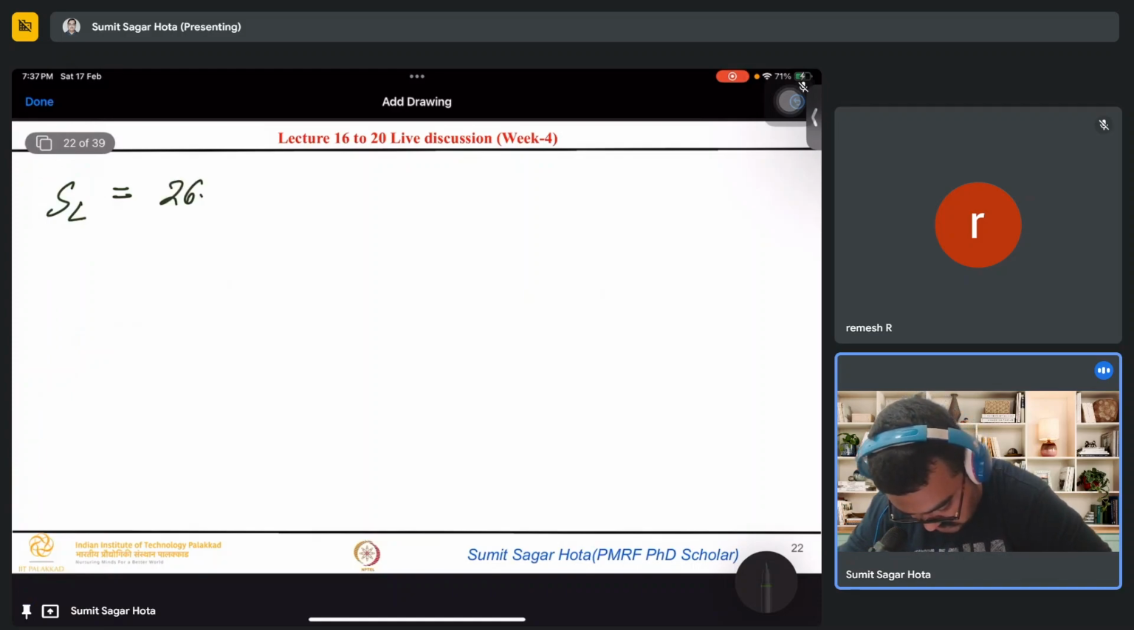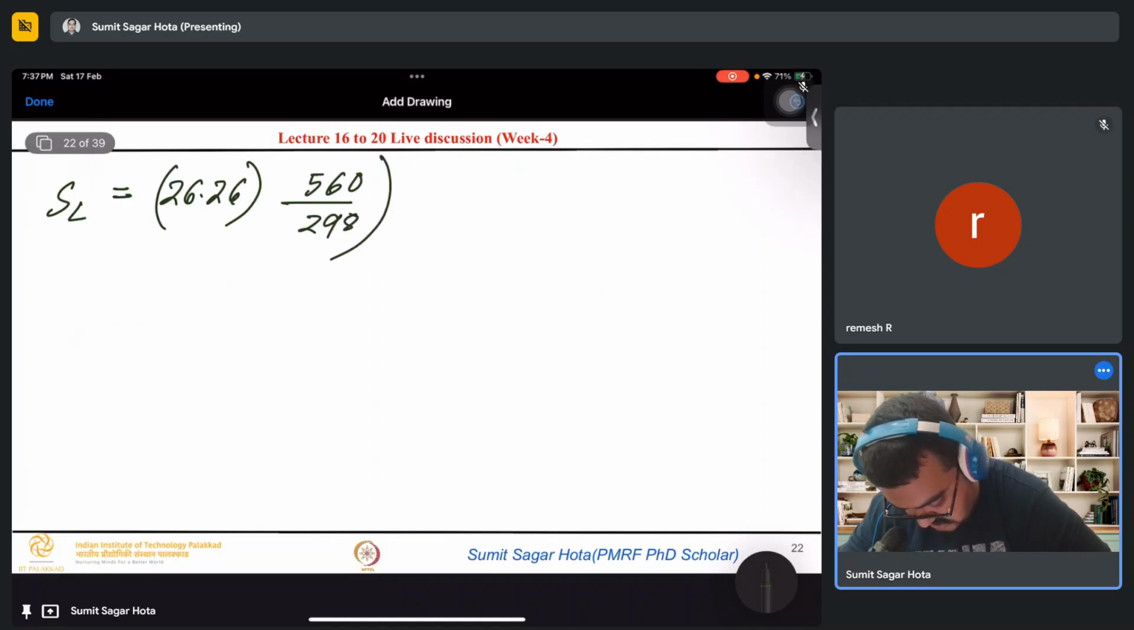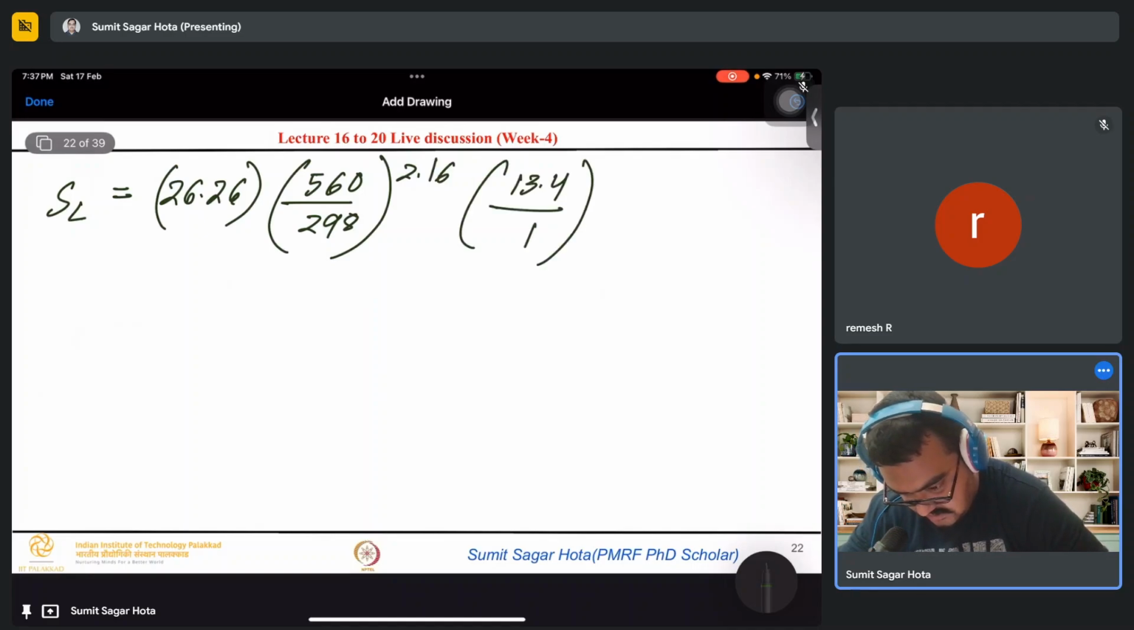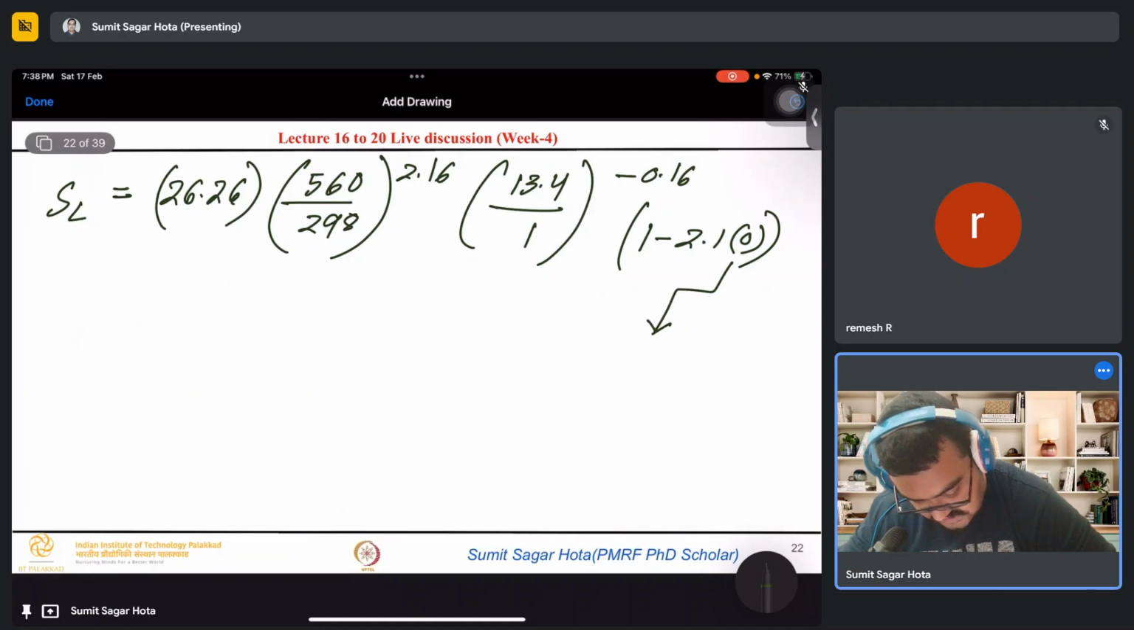Which is 26.26 times 560 by 298 to the power 2.16, times 13.4 to the power minus 0.16, times 1 minus 2.10 times Y dilation. Okay, what is Y? This is 0. So Y dilation is equal to 0, right?